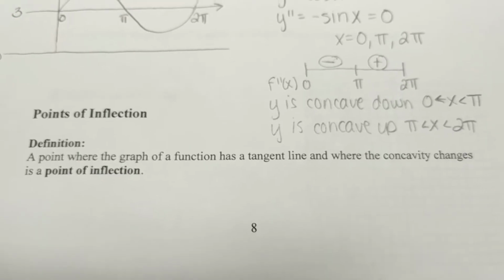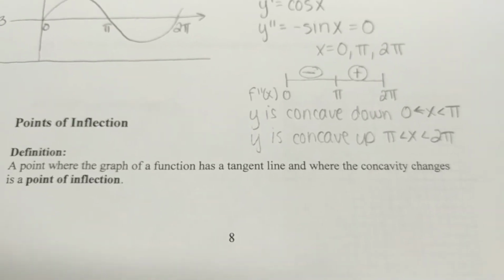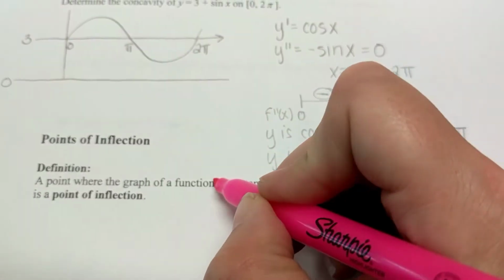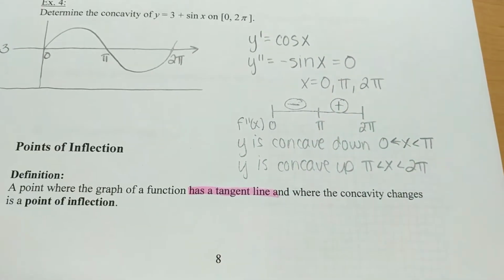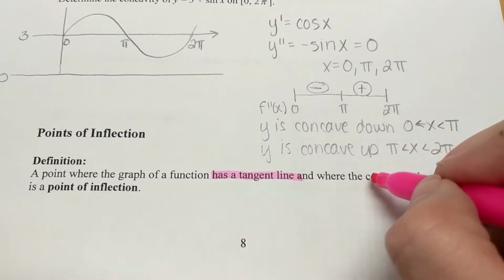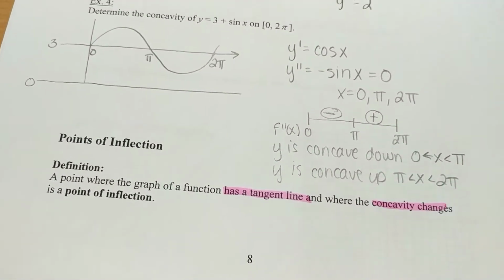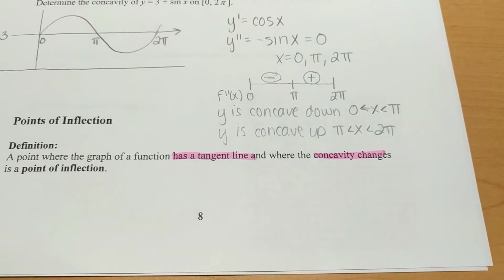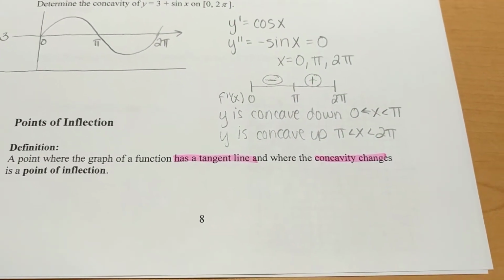So the point of inflection definition says it's a point where the graph of a function has a tangent line. That's an important piece of information. It means it's differentiable. And where the concavity changes. So it changed at pi. So we would call that a point of inflection.